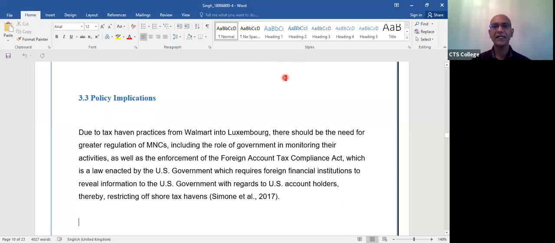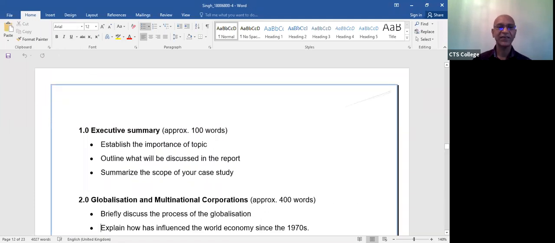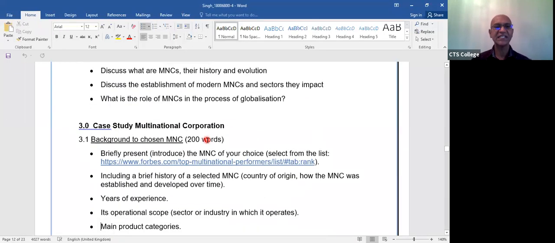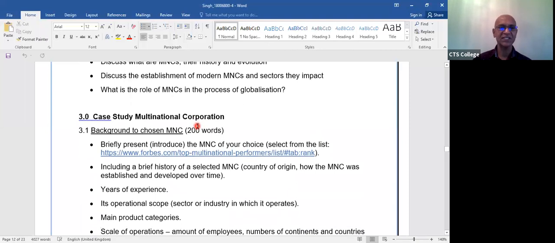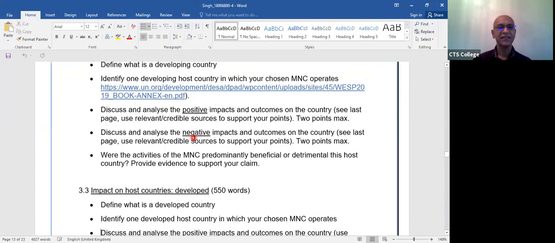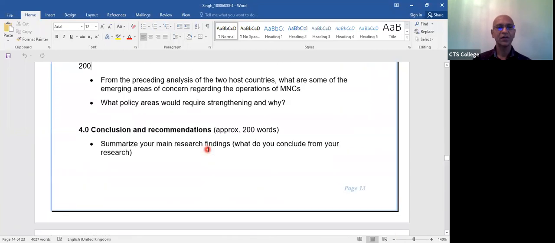So before I adjourn the session and log off, let's just summarize what was discussed today. Before we conclude, today we had a review of last day's recommended structure. This document was revised. It would have been circulated to you by June sometime last week. This is the proposed structure: the executive summary, you know what it involves. The next section is globalization and MNCs, you know what it involves. The main section is the case study section, which has four smaller sections: a background to your chosen MNC, the discussion on your developing country, the discussion on your developed country, and the policy implications. Your final section is your conclusion, in which you summarize your main findings and your recommendation.